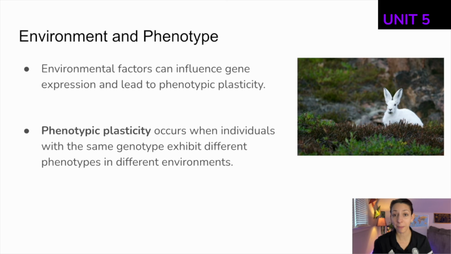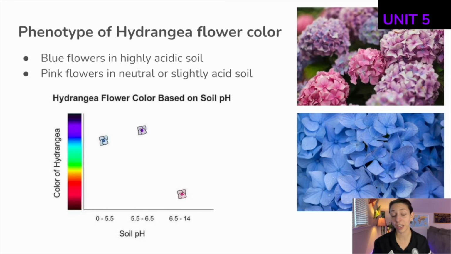For example, there's some mammals like rabbits that can exhibit different fur colors in different temperatures. Hydrangeas are another popular example of this. The petals of certain hydrangeas can change color depending on the pH of the soil that they're planted in. So, for example, here we see that blue flowers are going to appear when the soil is highly acidic, and pink flowers are going to appear when there's a neutral or slightly acidic soil.